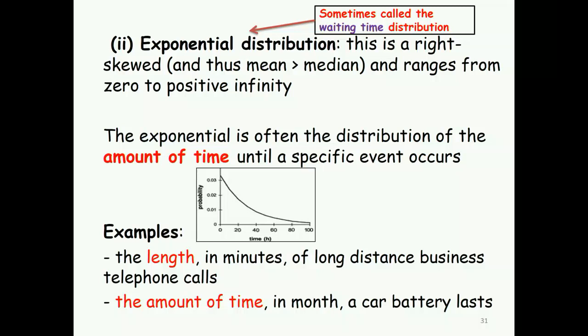So the length in minutes of a long-distance business telephone call: the nearer the distance, the more you would talk, and the probability would be higher. The greater the distance, the less. If you are trying to call someone who is living very far, then definitely you wouldn't talk too much because it would cost you. But if you are talking with someone in Brisbane, you could talk many hours because it doesn't cost you.